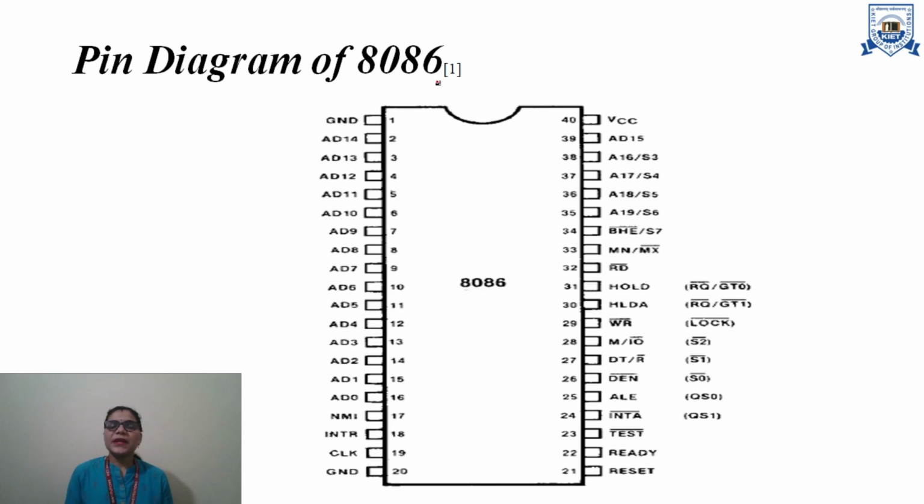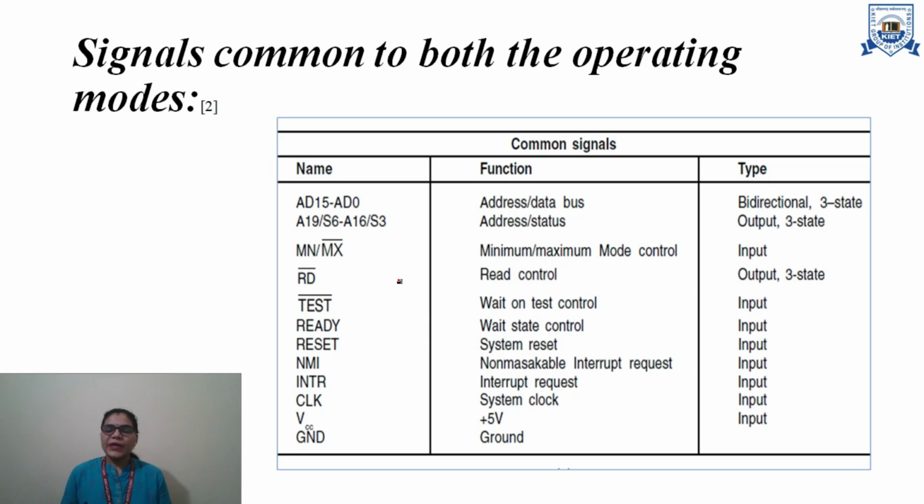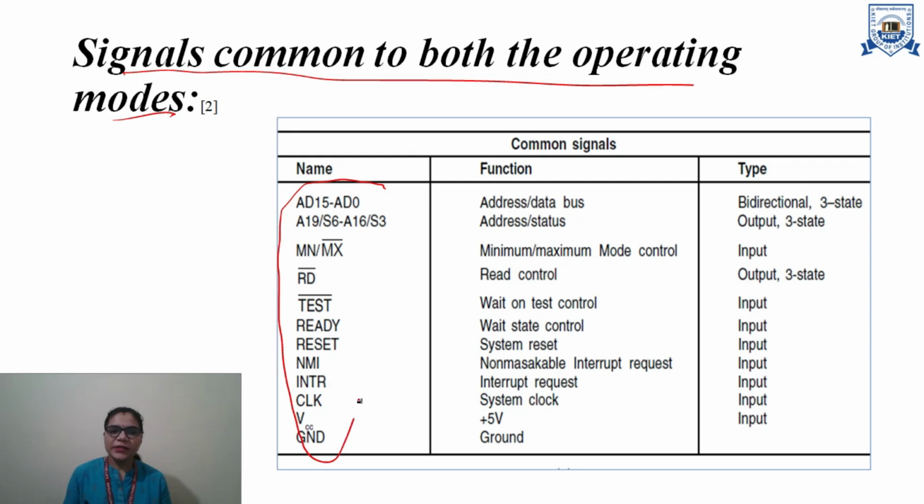Here, this is the pin diagram of the 8086. It is suggested to students to go through the pin diagram lecture of the 8086 before going through this lecture. So the 8086 microprocessor can work in minimum and maximum modes. Some of the pins or control signals are common to both operating modes, minimum mode and maximum mode. And these common signals are listed here.